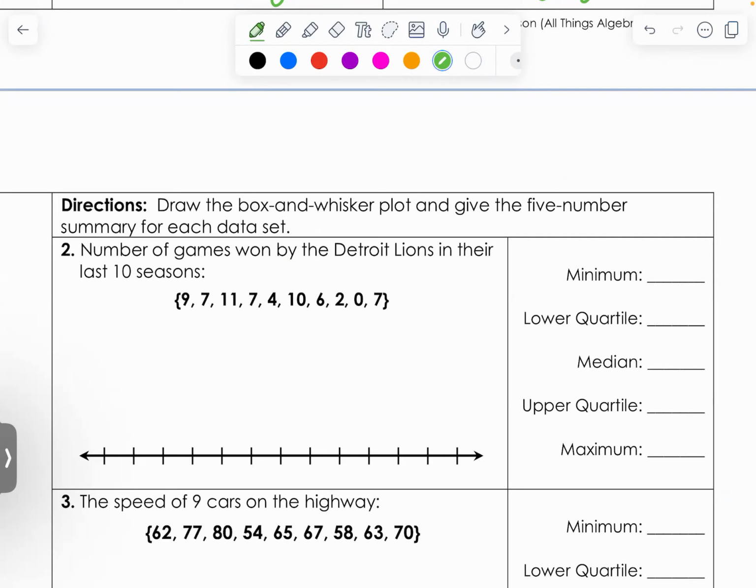I will give you 3 minutes to make the box and whisker plot and label our 5 values. Go. How much to do? Just number 2.